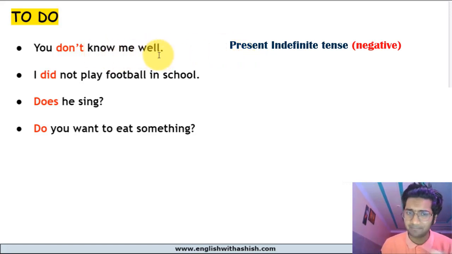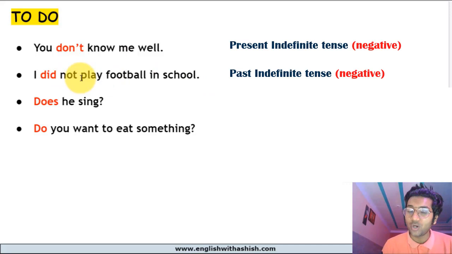So you don't know me well. They don't know me well, right? Do is the helping verb, know is the main verb. I did not play football in school. He did not play football in school, or she did not play football in school. Whatever the subject is, did is going to be there. He did not, she did not, we did not, they did not. It doesn't change. So did is the helping verb, play is the main verb.